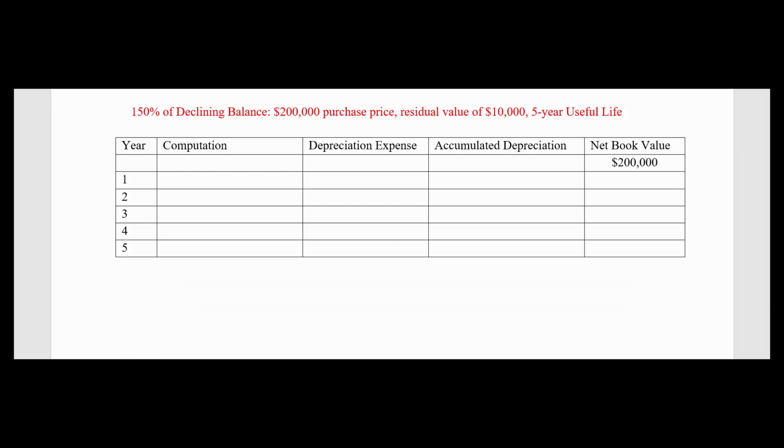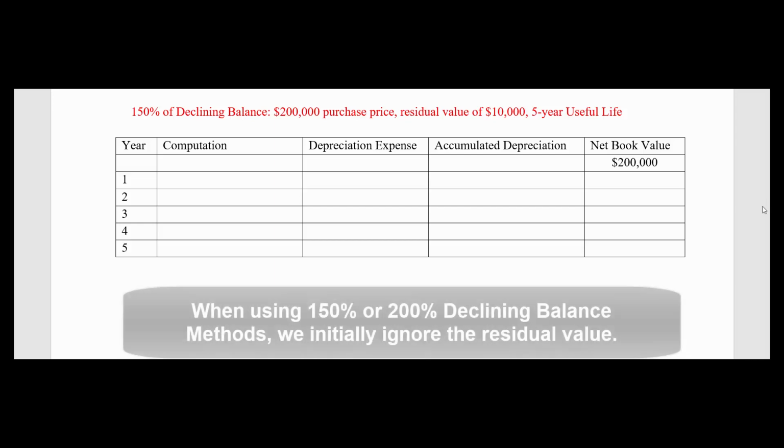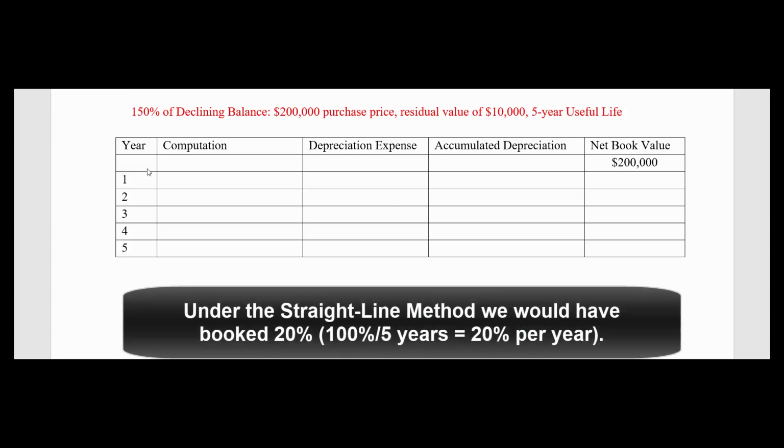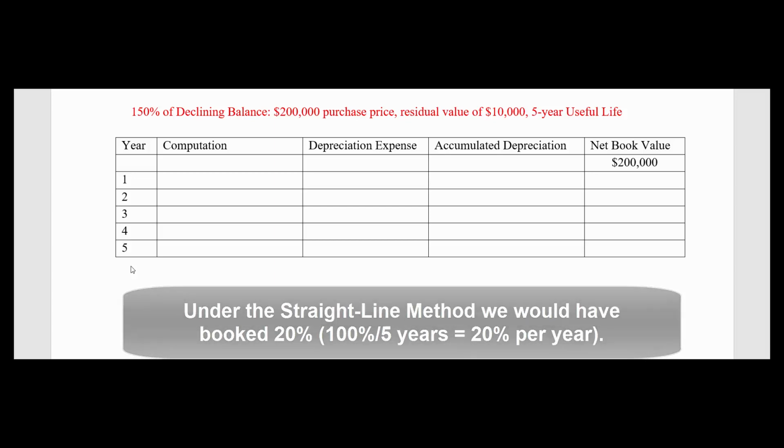So what would happen is, first of all, we'd ignore the residual because, again, remember, we're trying to book as much depreciation expense as we can. So let's ignore the residual and let's book 150% of what we would have booked on the straight line basis. So if this were a 5-year asset, we would have booked 20% depreciation in 1 year. Let's instead book 30% depreciation.